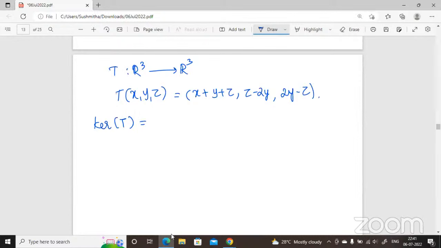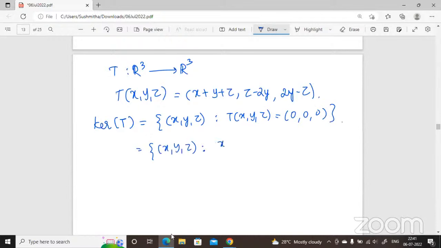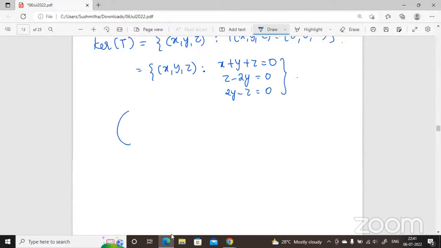That's nothing but null space. So what is it? It is the set of all vectors such that T of (x, y, z) is (0, 0, 0). So it is the set of all such vectors such that x plus y plus z is 0, z minus 2y is 0, and 2y minus z is 0. So I have a system of linear equations.